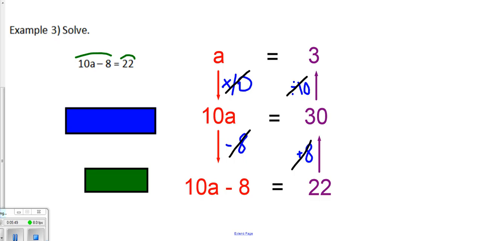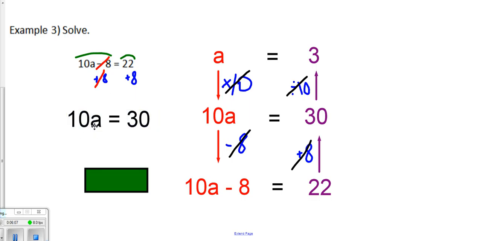Now this is what it looks like when you're doing it to two sides of the equation. Since it was 10a minus 8, we would add 8 to both sides of our equation. And again, minus 8 plus 8 cancel out. So our equation now says 10a equals 30. And we got that part right here.